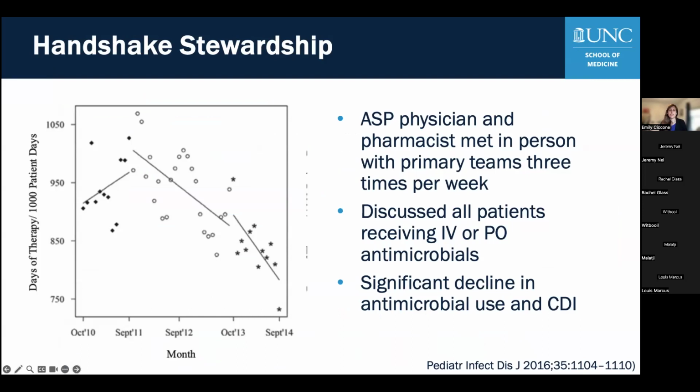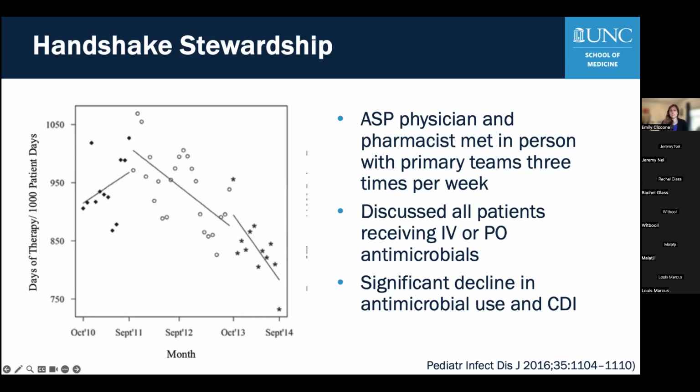Another similar type of intervention that addresses that kind of post-prescription thought process is called Handshake stewardship. So this is something that we're just trying out at UNC. We're doing a pre-post crossover study to look at its impact. But in this framework, a stewardship physician and pharmacist meets with a primary team a couple of times a week, and they discuss all patients receiving IV or oral antibiotics. And this was really championed by a group at the University of Colorado who did this in their peds departments, and they noted a significant decline in antimicrobial use and Clostridioides difficile infection with the implementation of this handshake stewardship program.